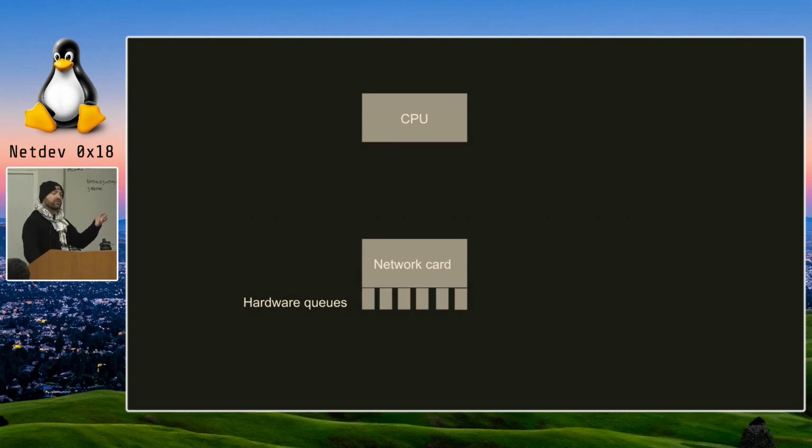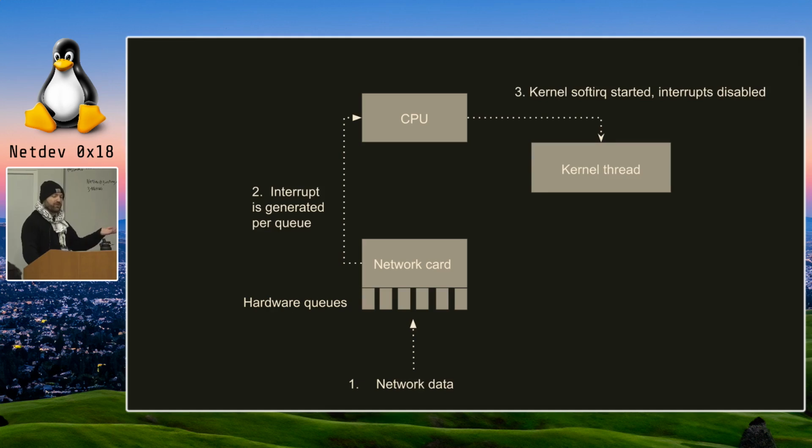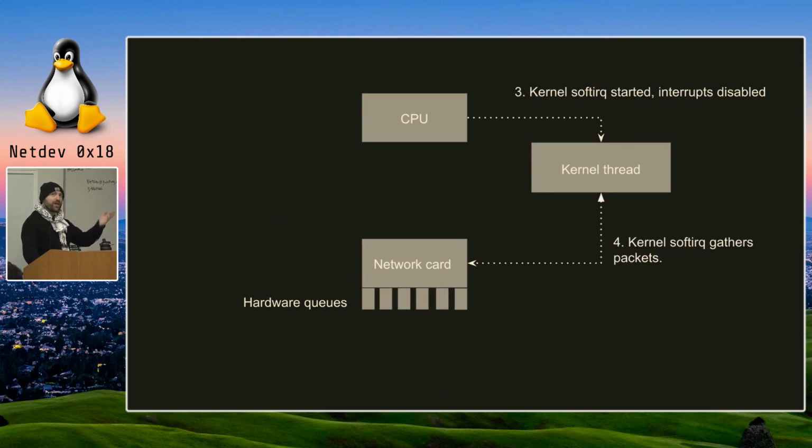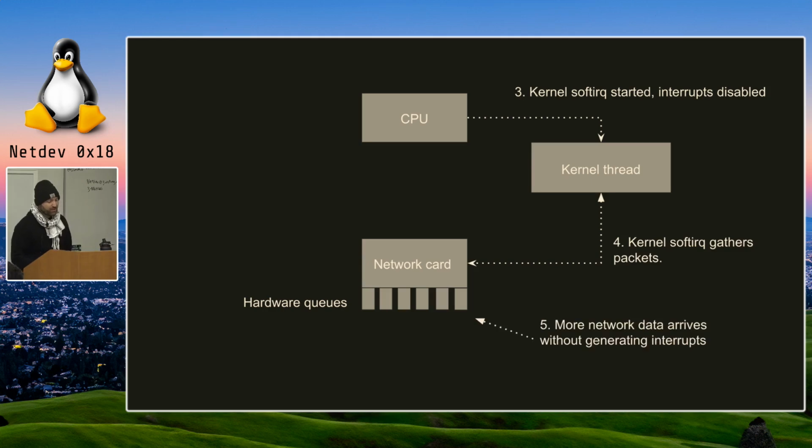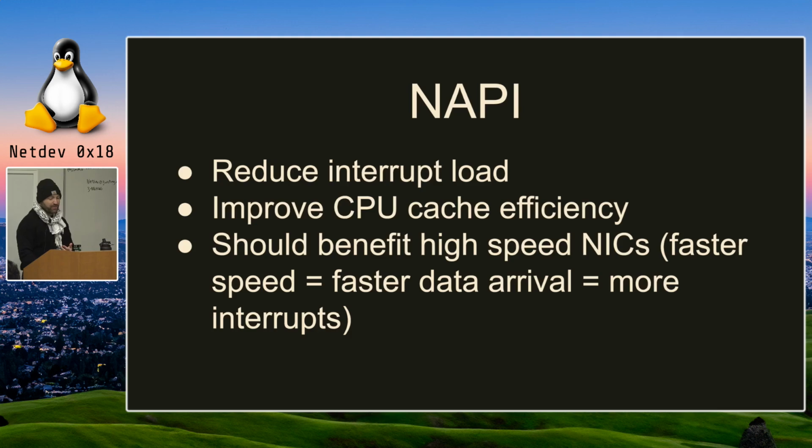You have a network card with hardware queues and you have a CPU. Data arrives. An interrupt is generated. This kicks off the kernel, and the kernel begins running softirq to then harvest packets from the device. And so as additional packets are arriving while softirq is running, you're not generating additional interrupts. That's just my very high level understanding of how the whole NAPI process works, right? Data arrival comes, an interrupt is generated, NAPI is kicked off, softirq runs, interrupts are disabled, data is harvested. That's the basic thing of how NAPI works.